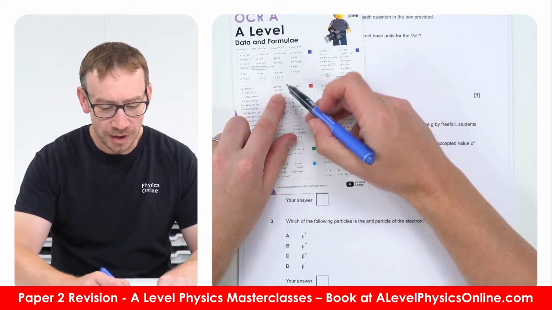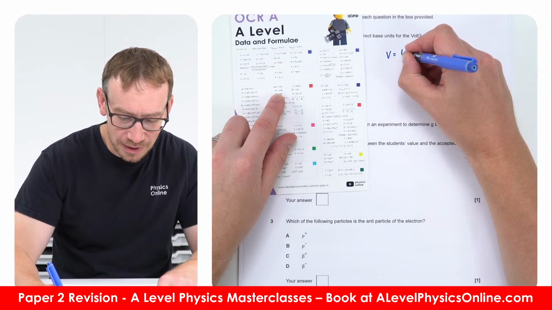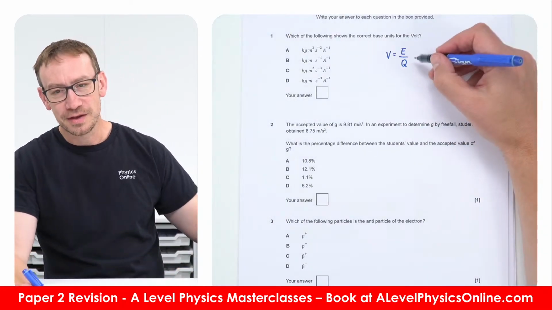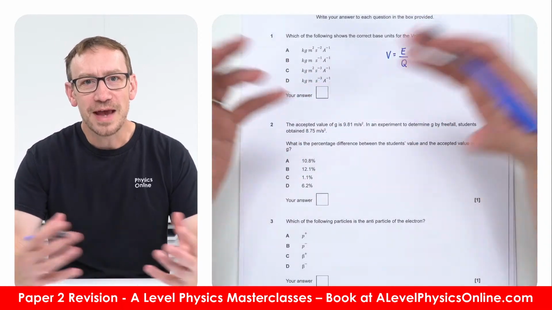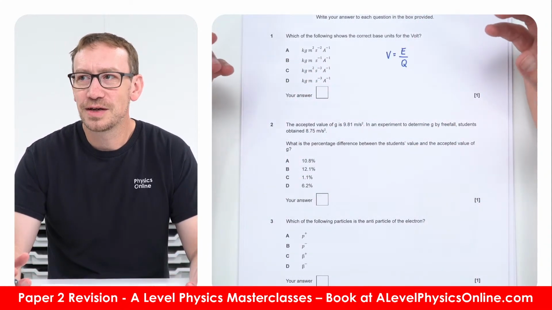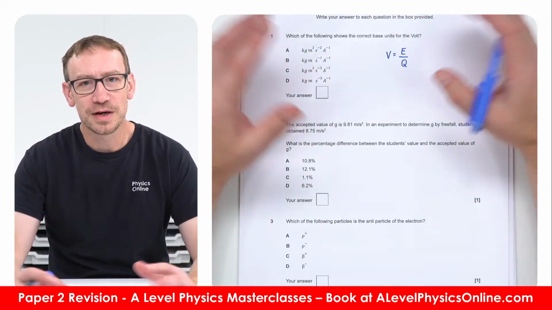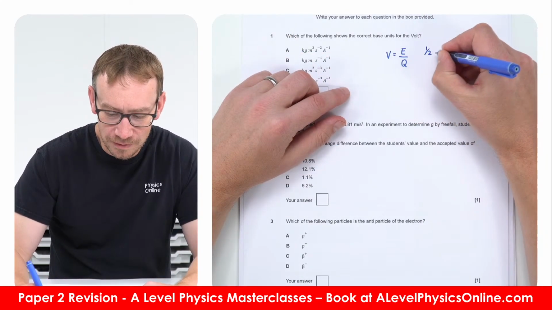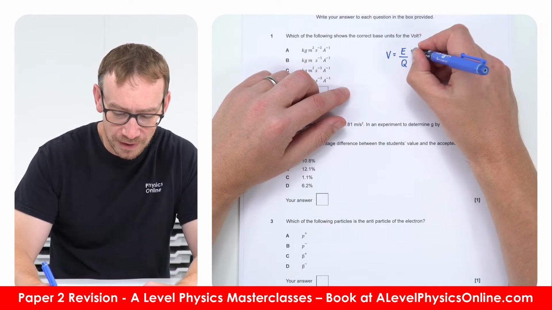So we know that W equals VQ. So V is going to be the energy transferred per unit charge. So then I've got to think about what equation could I use for energy? Well, let's just think of any equation that we could use to work out energy. Maybe the energy is equal to a half mv squared if we're thinking about kinetic energy. So that's an equation that we can use for energy.